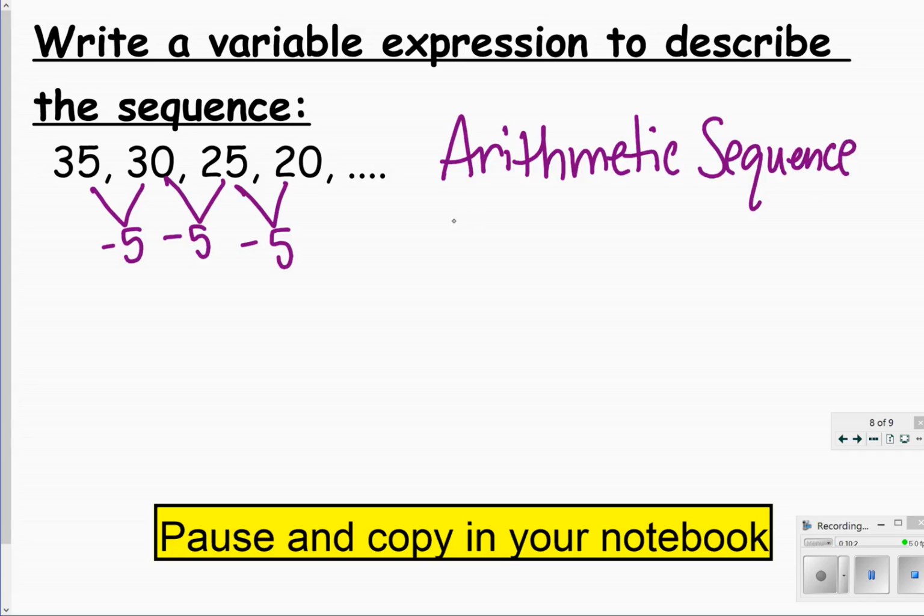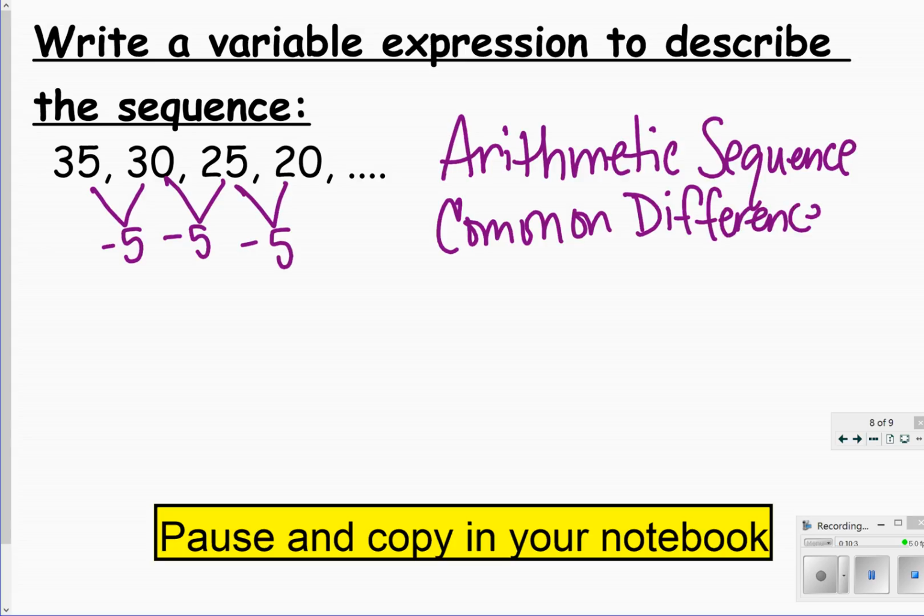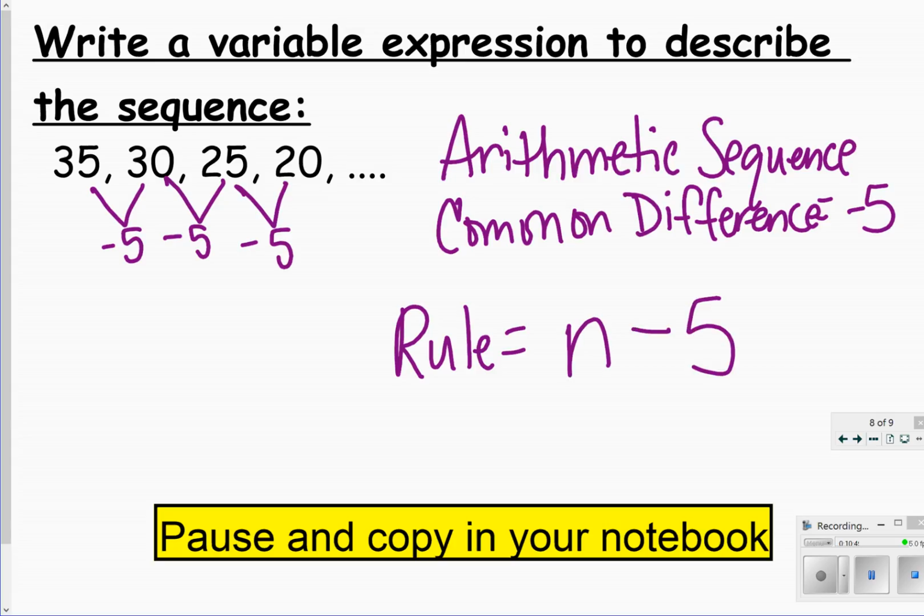And the common difference is subtract 5. So therefore, our rule or our formula or variable expression, however you want to say, would be the term, whatever term it is, n minus 5. Excellent. Go ahead and make sure you have this information in your notebook.